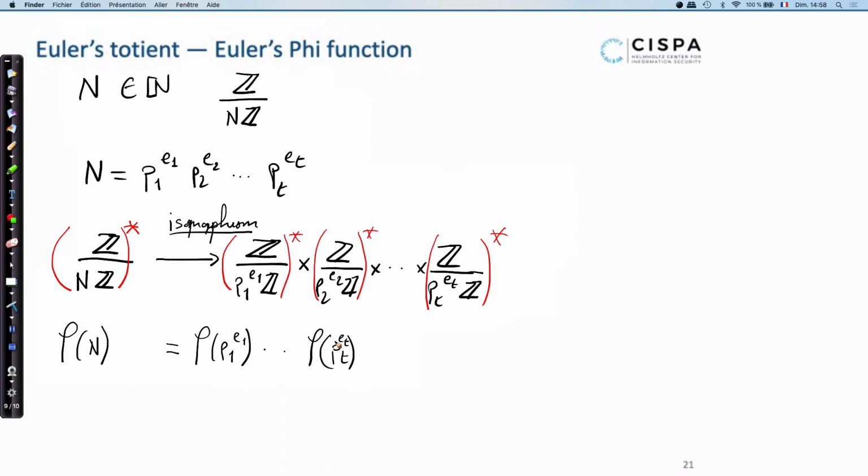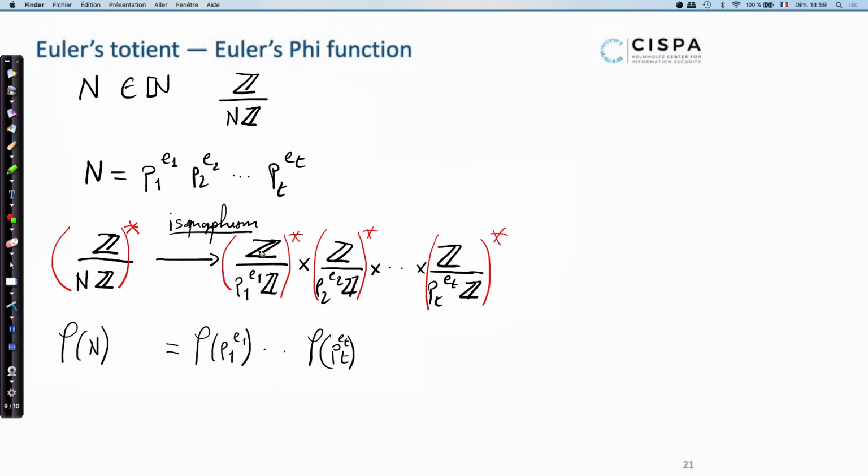Okay. So for prime numbers, you already know the size of the multiplicative group. You know that for a prime number p, it is just p minus 1. Okay, so what happens with p squared? Any number which is not coprime with p squared has to be a multiple of p. And modulo p squared, they are just the multiples of p.